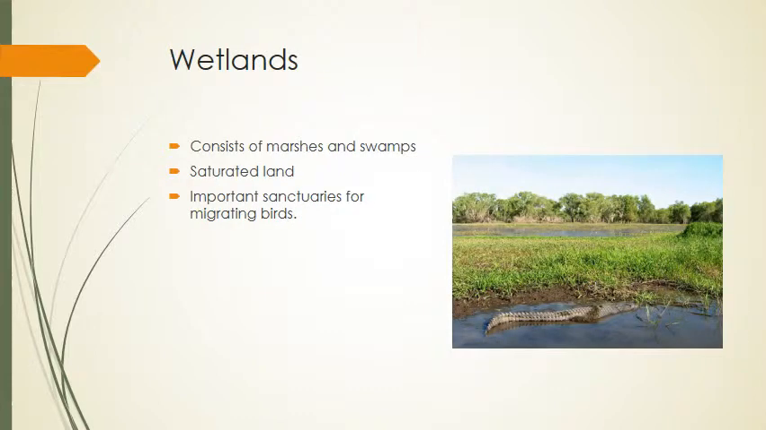You then have wetlands. Kakadu National Park's a great example. Lots of marshes and swamps, and it's normally a humid environment. The land is normally saturated, and it's a very important sanctuary for our migrating birds. A lot of housing estates want to build around wetlands, not entirely sure why, but as a result, migrating birds are losing very important landing places for them.